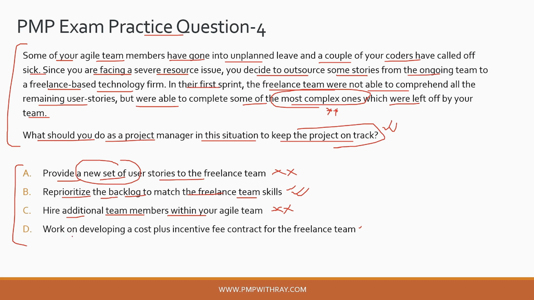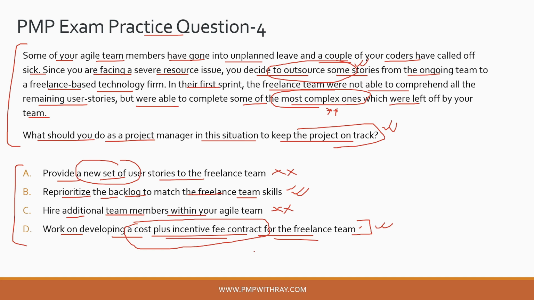Okay, next, option D, work on developing a cost plus incentive fee contract for the freelance team. Okay, so funny thing is, you have already done the outsourcing, right? So this option is saying that after you have done the outsourcing, now you prepare the contract, right? So this doesn't make sense, right? So even if someone can argue that cost plus incentive fee contract is very suited for agile led projects which has an open scope, complex scope, etc., etc., it doesn't matter in this scenario, because you have already outsourced this to the freelance team, and that has to be based on some contract, right? You cannot outsource something without a contract.